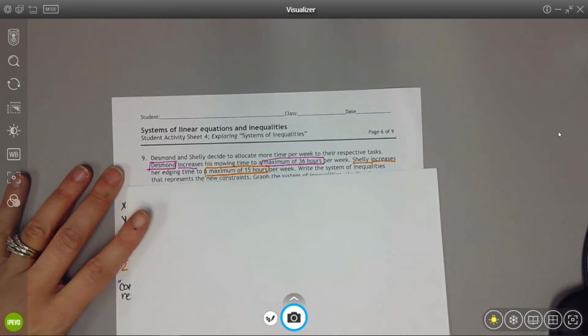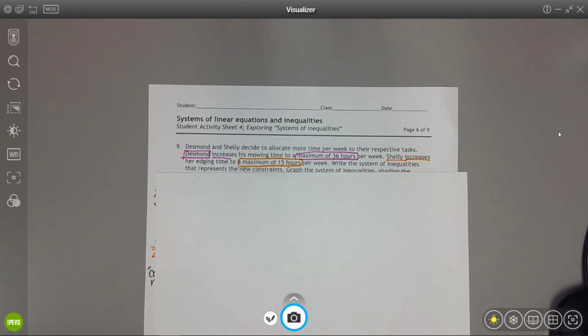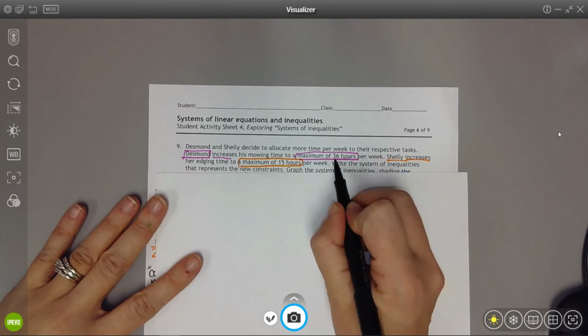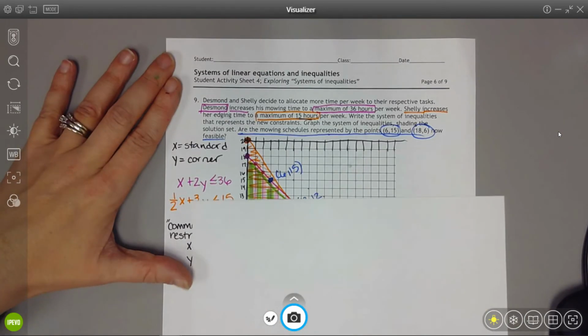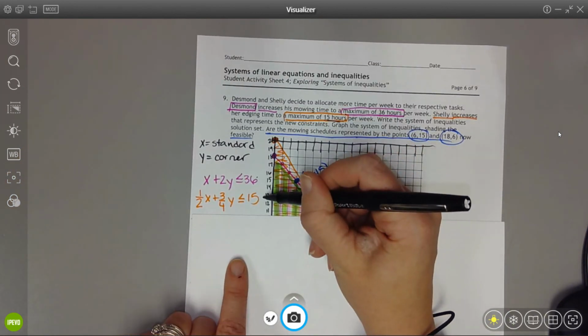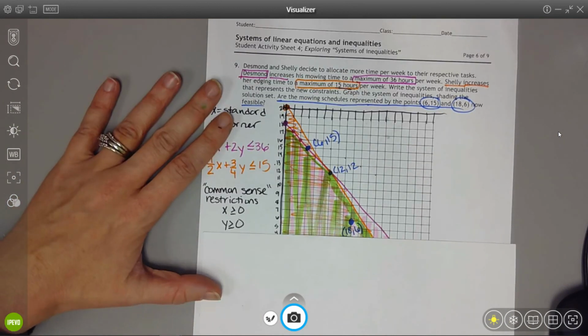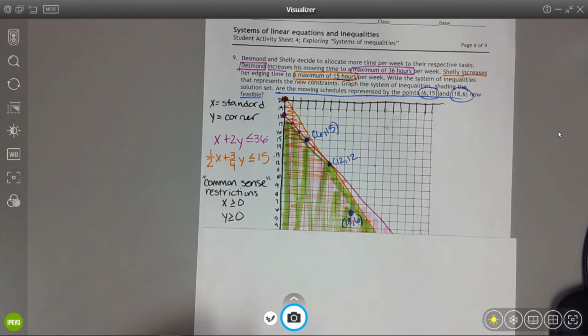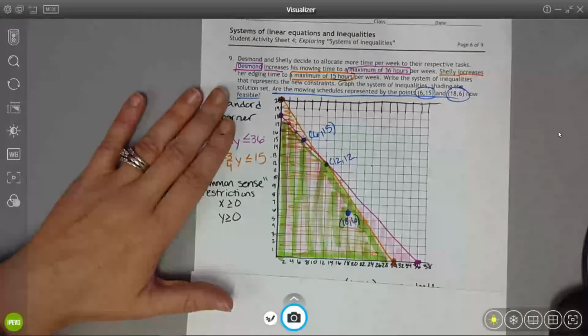Okay. So then lastly, Desmond and Shelly decide to allocate more time per week. Desmond increases his maximum hours to 36. Shelly increases hers to 15. So the only thing that's changing here, guys, is instead of 30, it's 36, and instead of 12, it's now 15. Same equations. And then we have our common sense restrictions, which all this does, guys, is limits us to the first quadrant. Okay, all positive numbers.